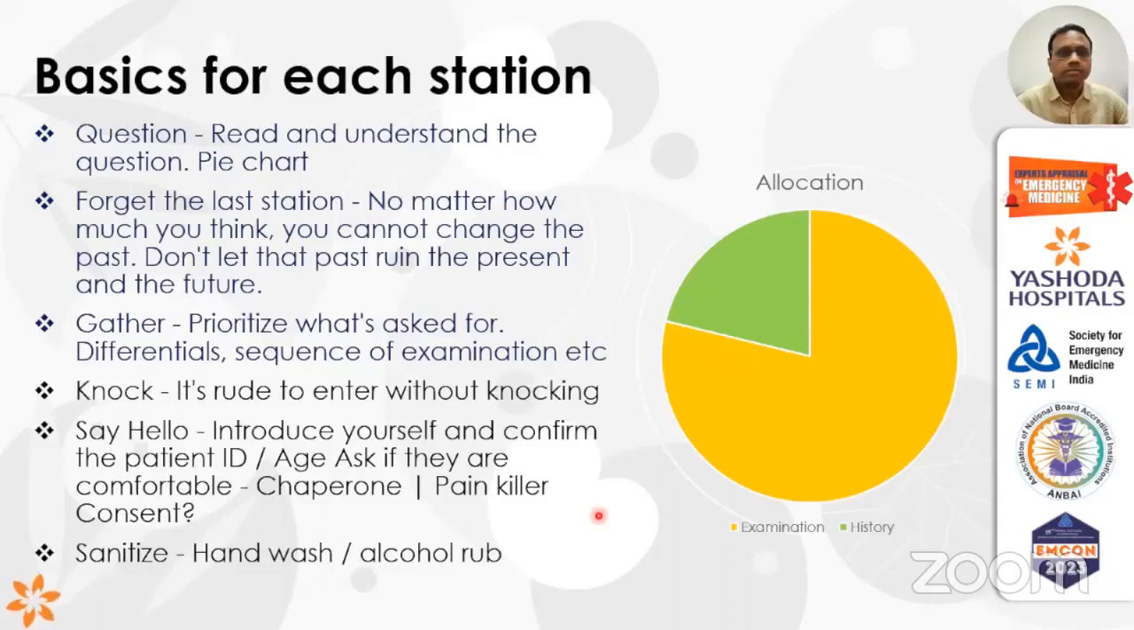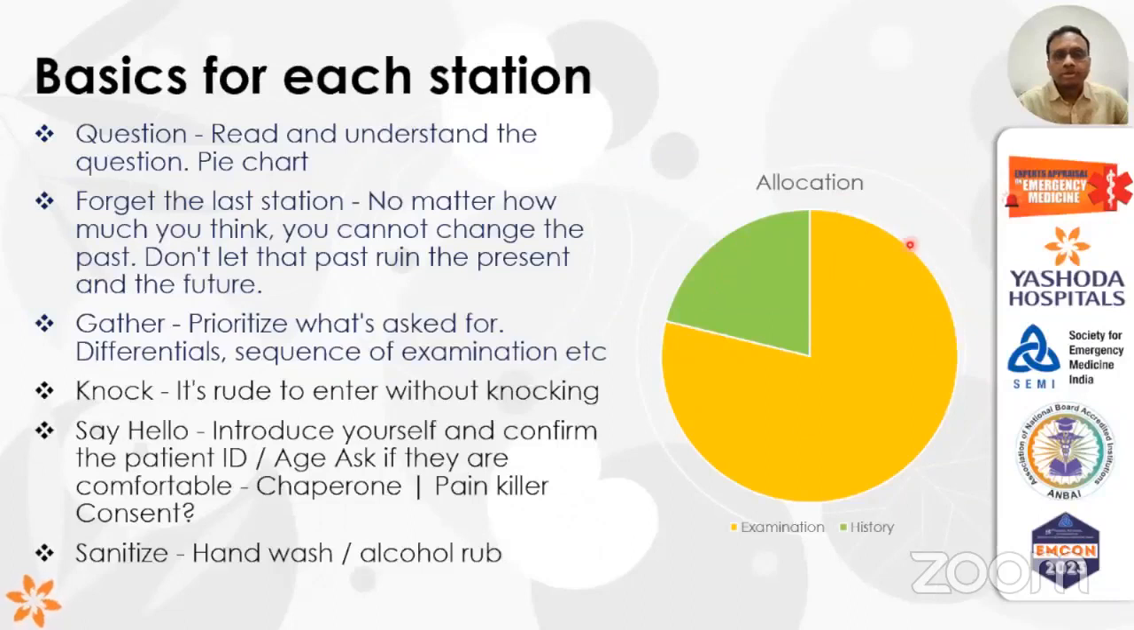And consent. Though if someone comes to you, it's implied consent, don't take it for granted. You have to ask before you do anything else. If you're going to check their peripheral pulse, let them know. Call them by their name and say, I'm going to check your radial pulse. For that, I'll have to take your hand into mine. Would that be okay?